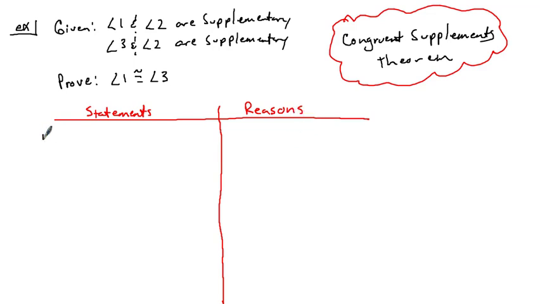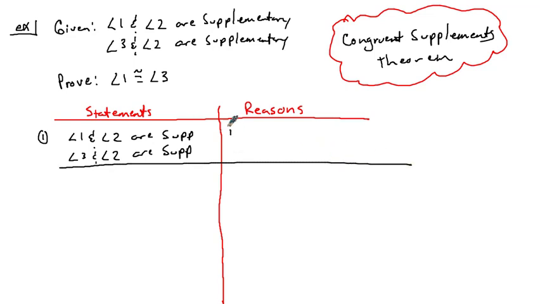All right, so statement number 1, we're going to start with our given information. And in our statements and our reasons, we're going to abbreviate things. We're going to try to make everything as efficient as possible. So we're going to say that angle 1 and angle 2 are supplementary, and angle 3 and angle 2 are supplementary. And we've got to give a reason for that. So our reason for line number 1 is that that information was given to us, right? That was what we started with.